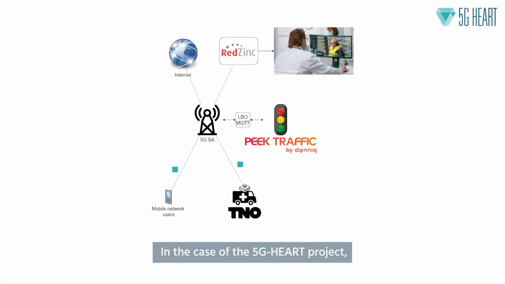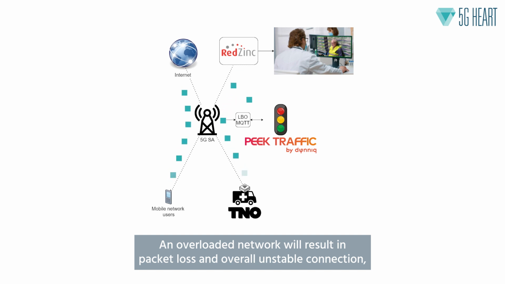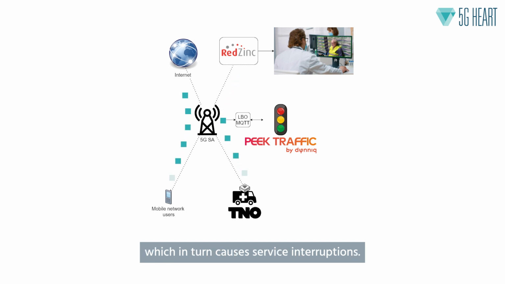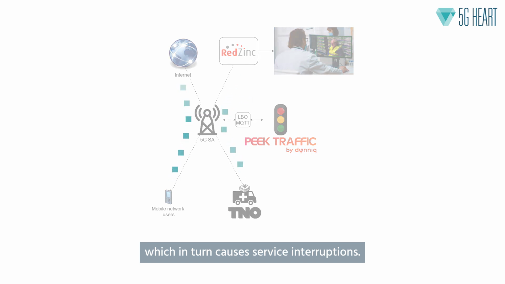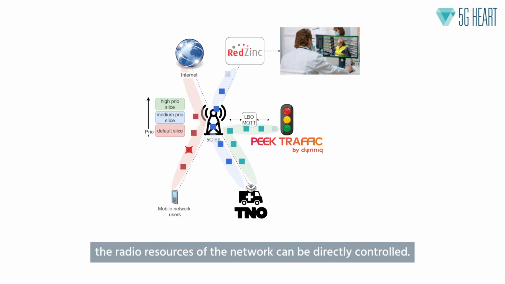In the case of the 5G HEART project, smart junction and paramedic support are examples of such critical services. An overloaded network will result in packet loss and overall unstable connection, which in turn causes service interruptions. By introducing 5G standalone slicing, the radio resources of the network can be directly controlled.